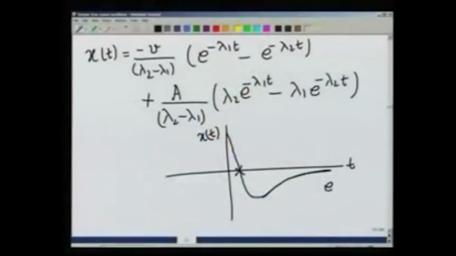far away the solution decays as e raised to minus lambda 1 t. So, when time becomes large, slowly the particle comes towards the equilibrium point. This is the case of heavy damping.